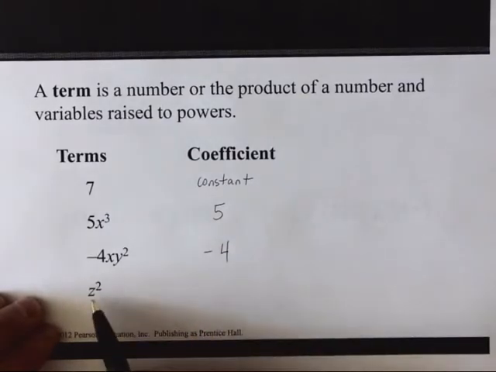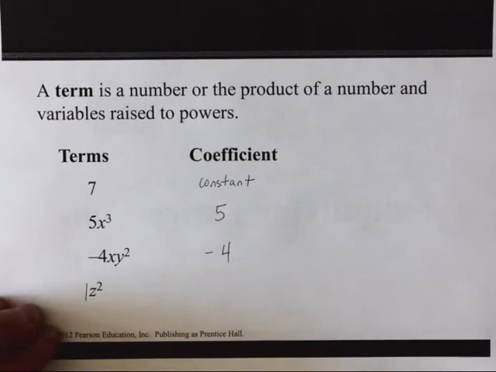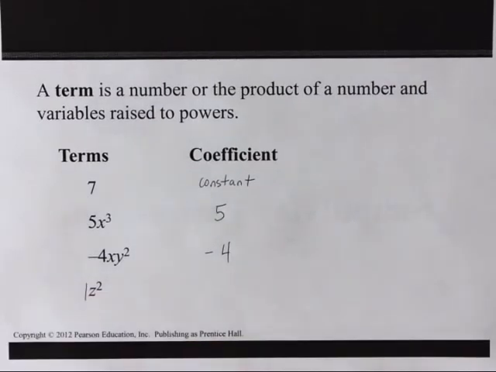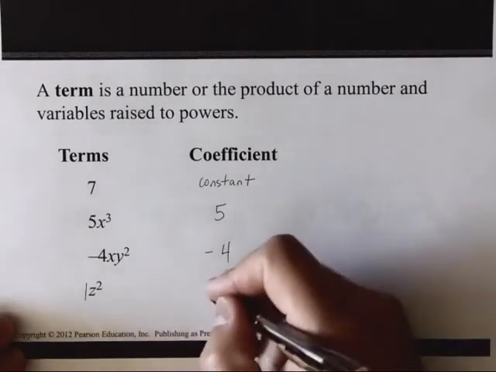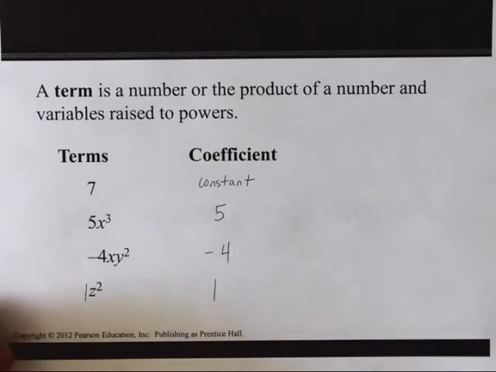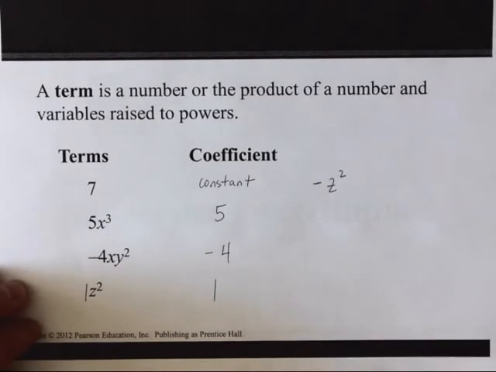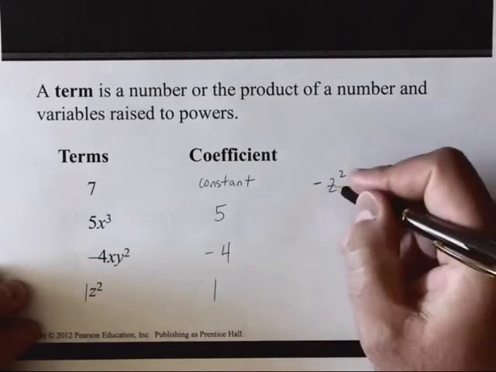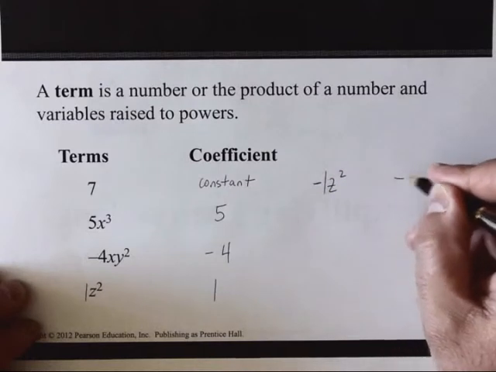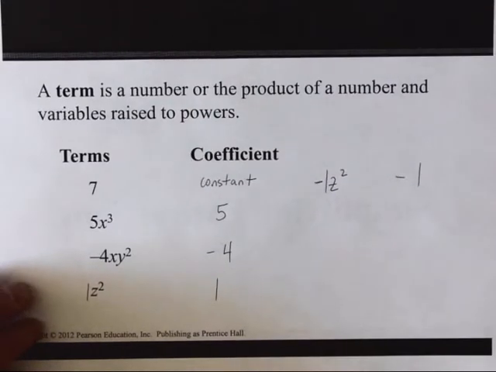Okay. Z squared, right? Even though you don't see a number, that's actually a 1 that's there. We can multiply 1 times any term and get that exact same term back. That's the identity property of multiplication. So this would have a coefficient of 1. Okay. Here's another one. If it had negative z squared, right, that would have a coefficient of negative 1. That would be a negative 1 in front of that.